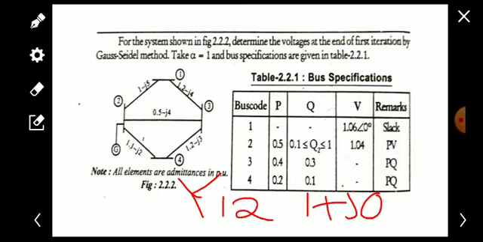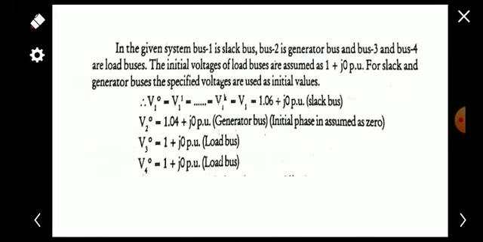For the slack bus and generator bus the voltages are specified. For the slack bus the voltage is 1.0 at angle 0 degrees, and for the generator bus the voltage is 1.04. So we can write the initial values of all the buses, that is V10, V20, V30, V40. V10, the first bus, is a slack bus, so its voltage will not change for any number of iterations.